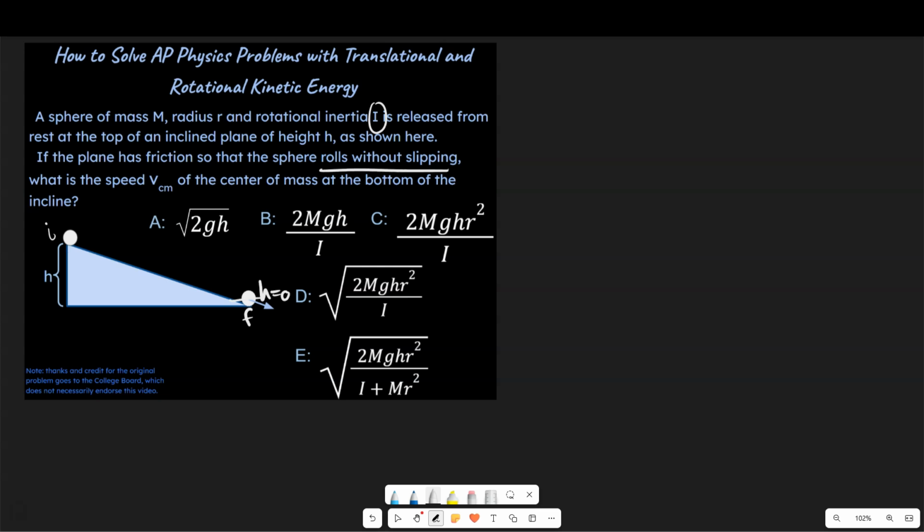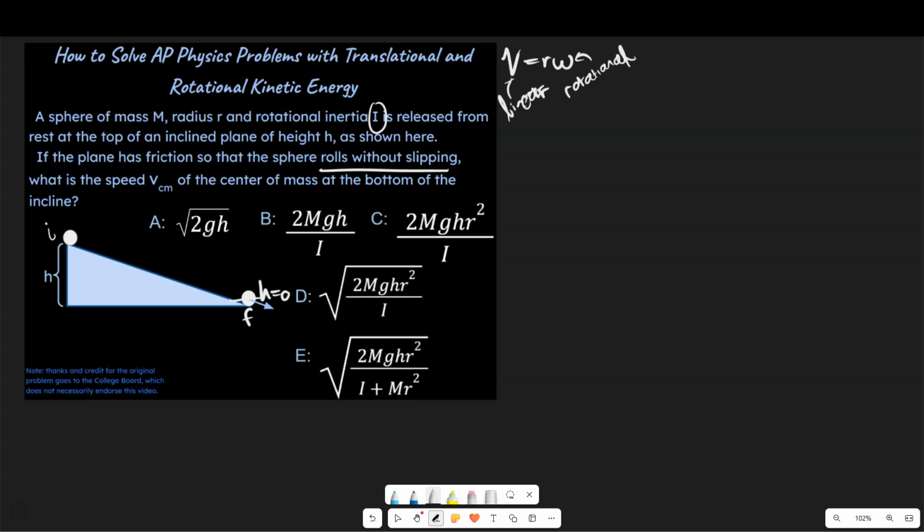Importantly, when you see this phrase, rolls without slipping or rolling without slipping, something along those lines, I want you to think in terms of this small but mighty equation here that you can use for problems like this. And the big idea with this equation is you can convert from linear variables into rotational variables and vice versa. So whatever you need, you just take a look at what the problem is asking of you and you can convert back and forth between the two.